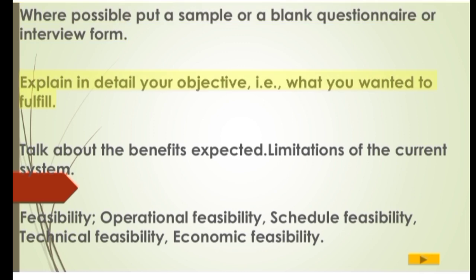Explain in detail your objective, i.e., what you wanted to fulfill. Talk about the benefits expected, limitations of the current system, and feasibility: operational feasibility, schedule feasibility, technical feasibility, and economic feasibility.